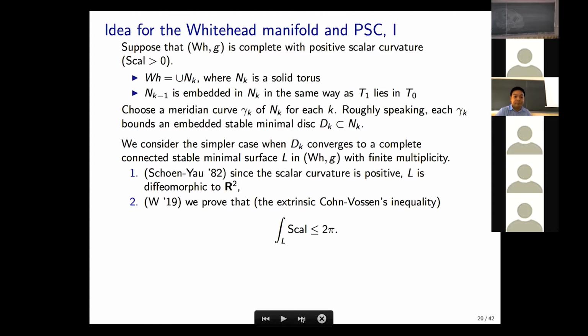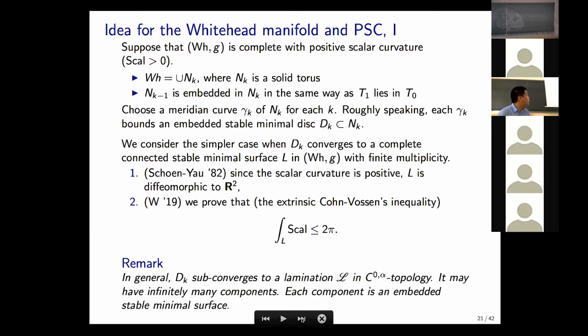Okay, in general, the D_k subconverges to a lamination in the C^{0,α} topology. The lamination is a closed set in the Whitehead manifold. It's a disjoint union of some embedded surfaces. It may have infinitely many components.